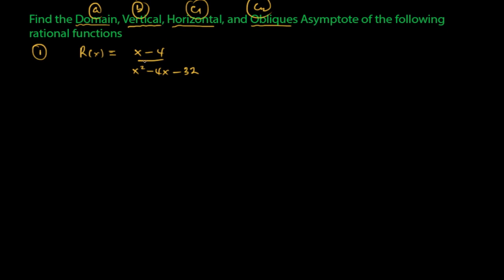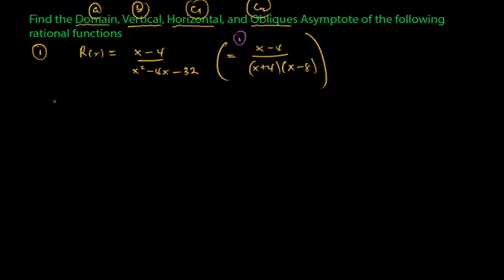Before you begin to carry out any operation on a rational function, it is helpful if you factorize both the numerator and the denominator. So step 1 is to factorize this. The numerator has been factorized for us, it's just x minus 4. And when you factorize x squared minus 4x minus 32, what you obtain is x plus 4 times x minus 8.